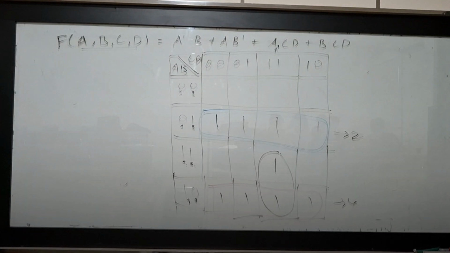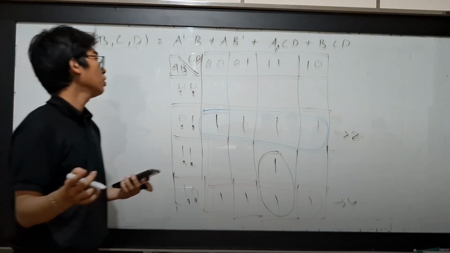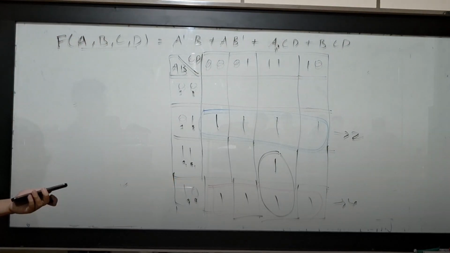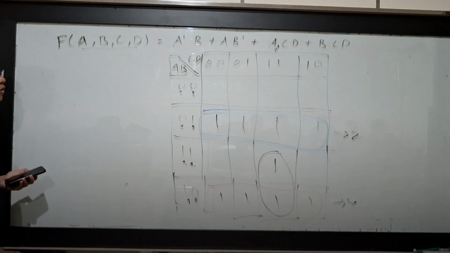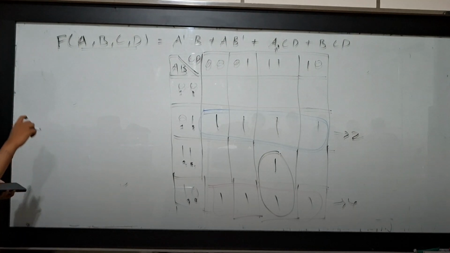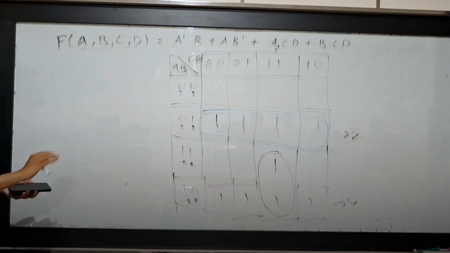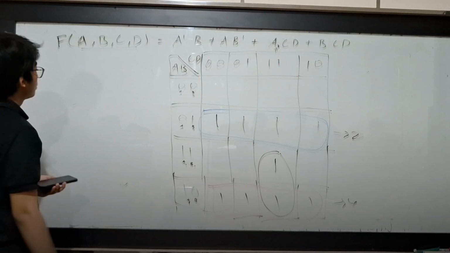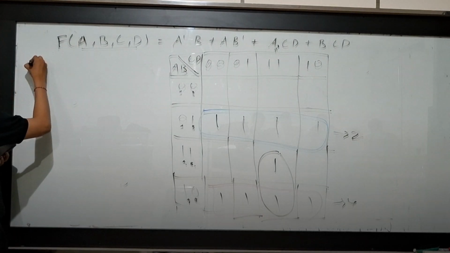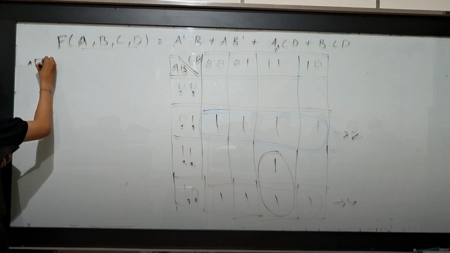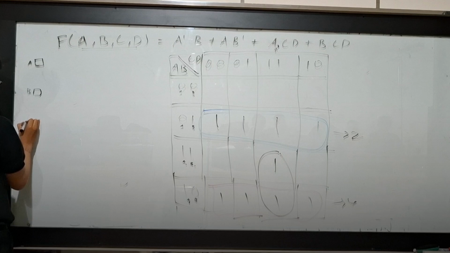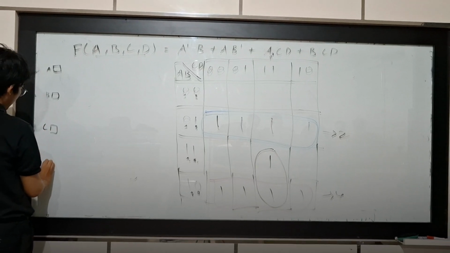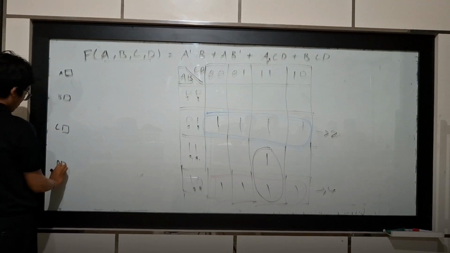Now I'm going to tell you how to make a circuit from the problem. First, we need to know there are 4 variables, or 4 inputs, and 1 output. So we're going to make the inputs first. The inputs are A, B, C, and D.